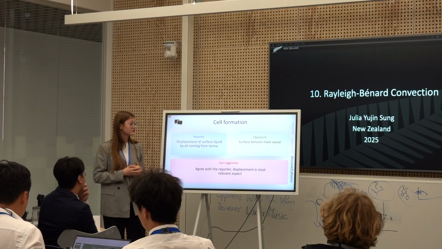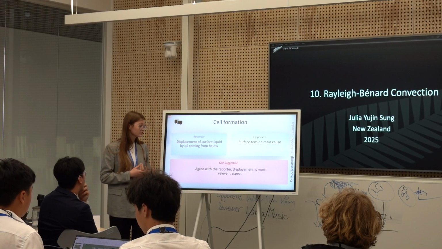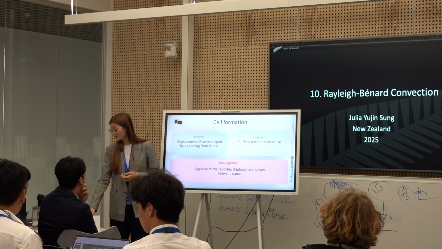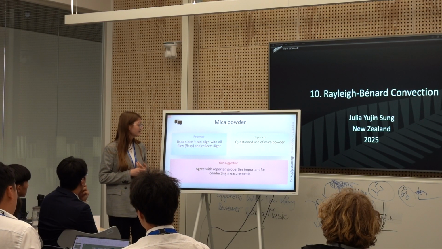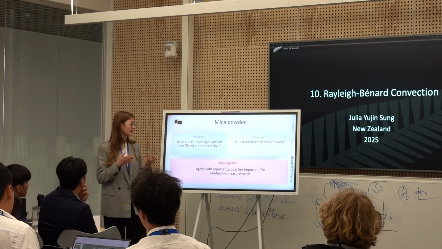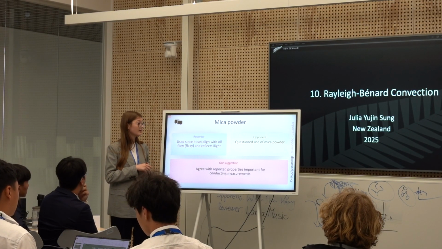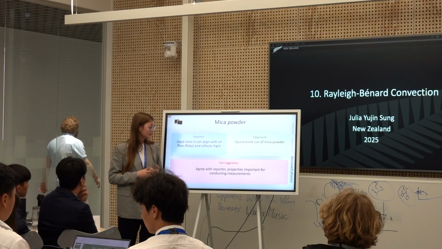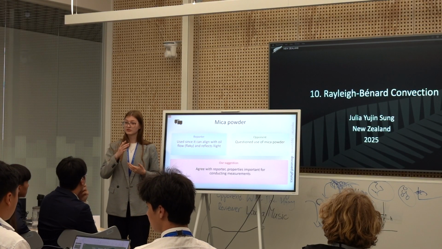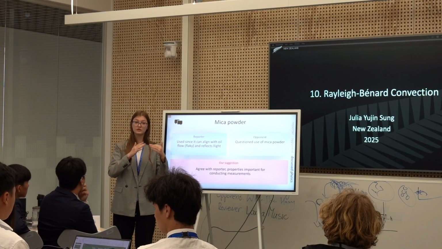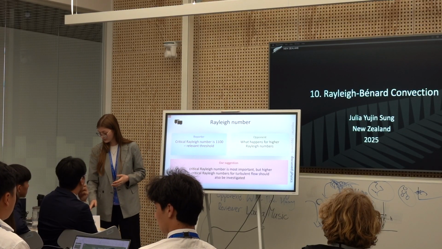And the opponent believes that surface tension was the main cause, however we agree with the reporter, as displacement is the most relevant parameter here. Next up, the mica powder is used since it aligns with the oil, it has the flaky structure. And we totally agree with this point. It's very nice for the tracking and to actually see the phenomenon due to the optical components of this.